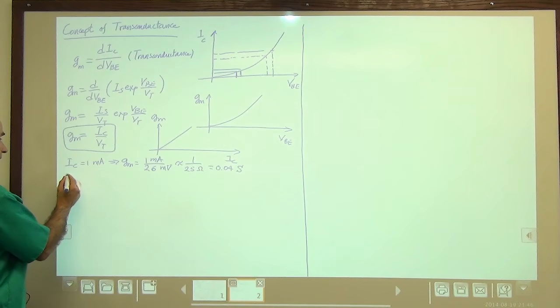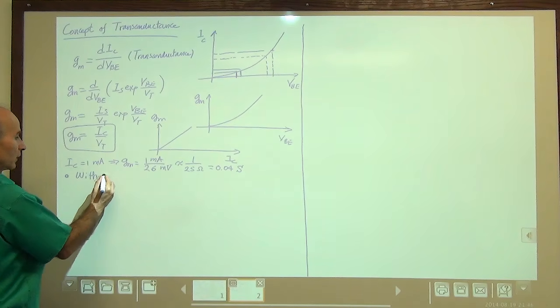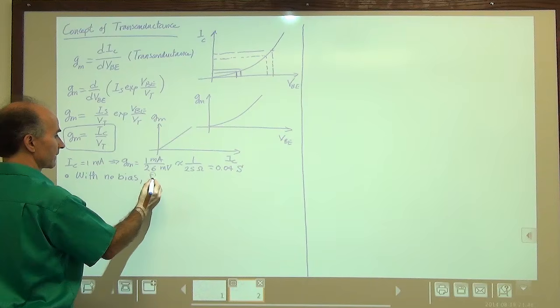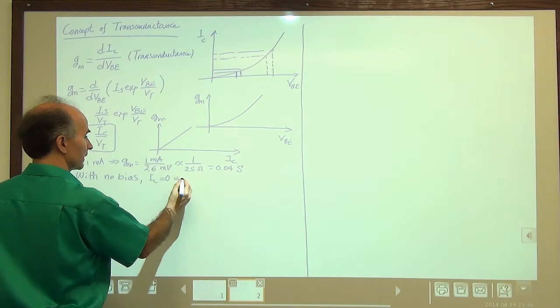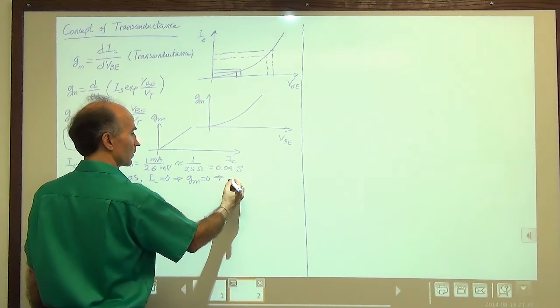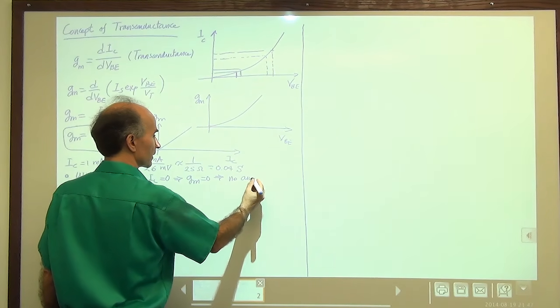All right, so the key point here is with no bias, IC equals 0. That means GM equals 0. That means no amplification.